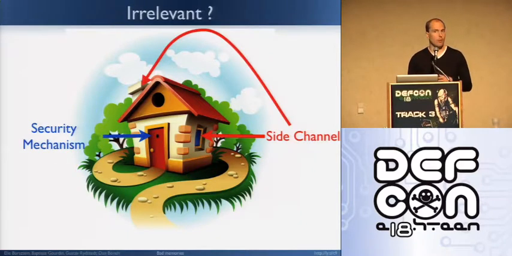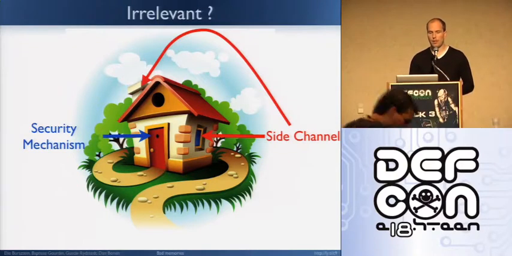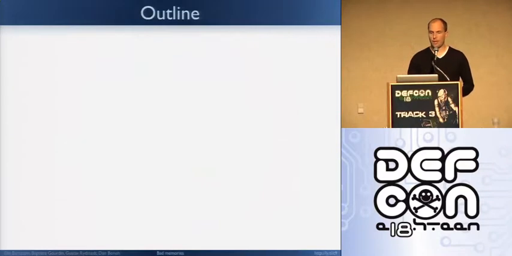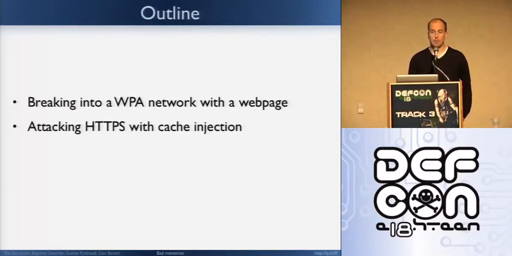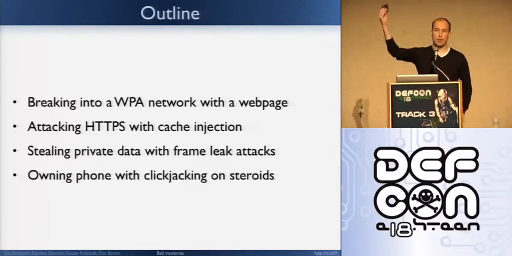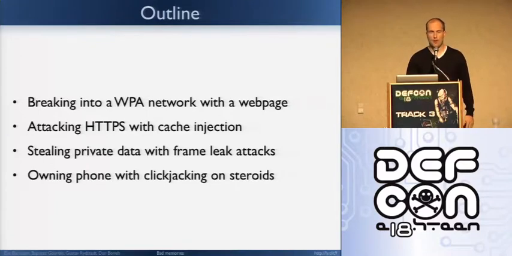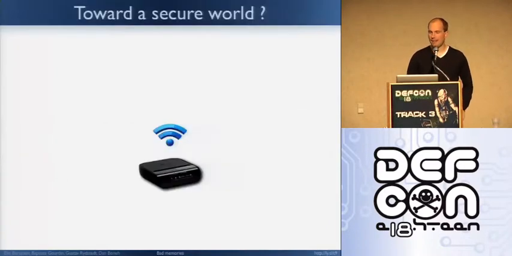Now what we're going to tell you is not about Wonderland, it's about real security. So we have four different stories in this talk. The first one will be how you can break into a WPA network from a web page. The second one will be how you can attack HTTPS with cache injection. The third one will be how you can steal private data with what we call the frame leak attack. And the fourth one will be how to attack this guy, the smartphone, with a new generation of clickjacking.